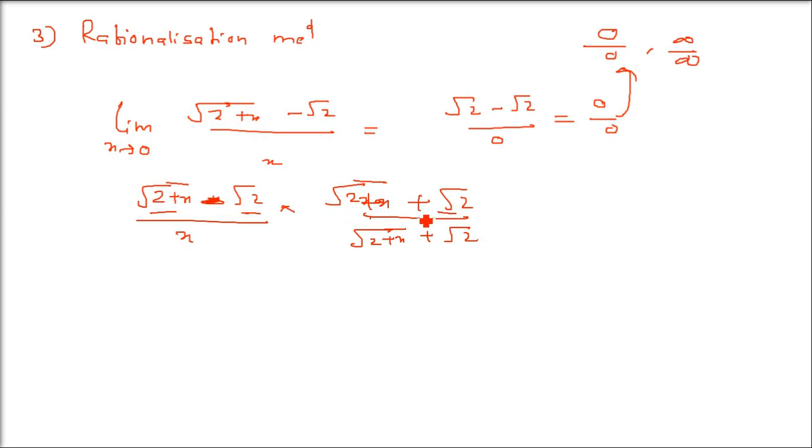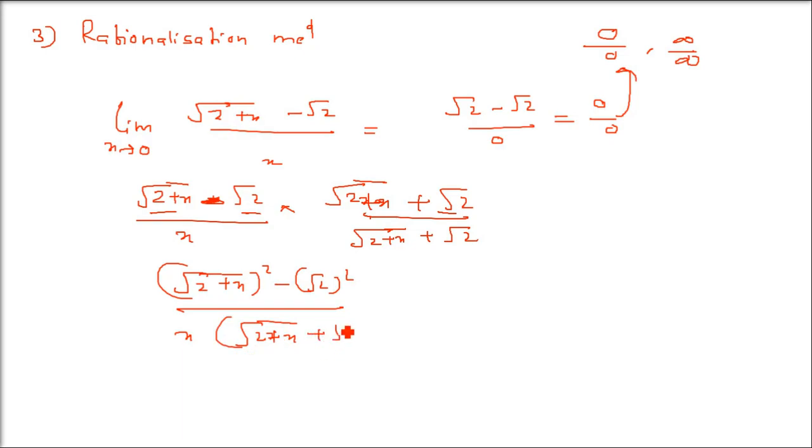So a plus b, a minus b, again a square minus b square we can use. We know the formula here. So root 2 plus x whole square, a square. A is root 2 plus x, b is root 2. So a square minus b square, and here we have x into root 2 plus x plus root 2. A square minus b square, if you open, 2 plus x minus 2, that is x. So we have x in the denominator. So x only remains in the numerator and there is 1 in the denominator.